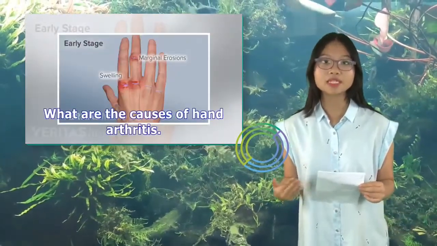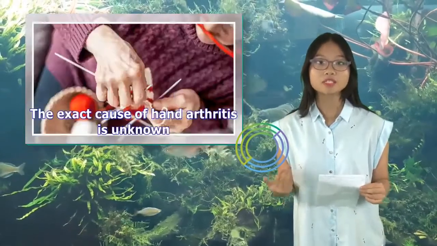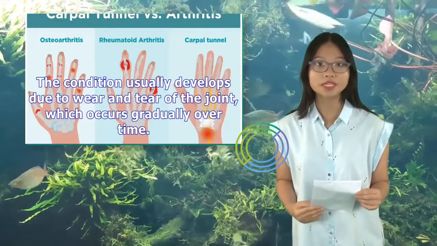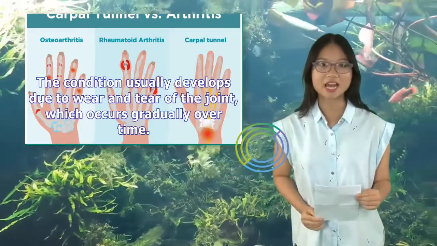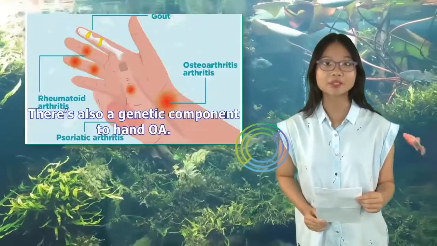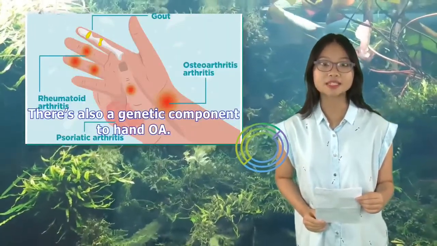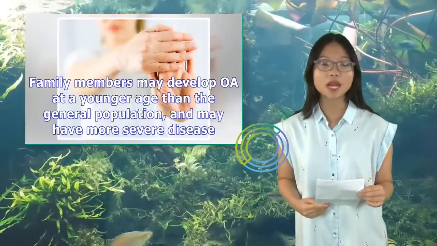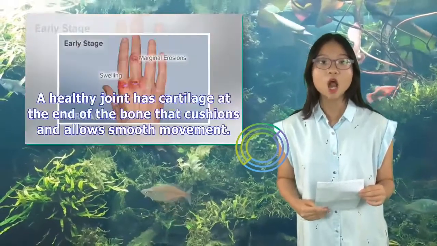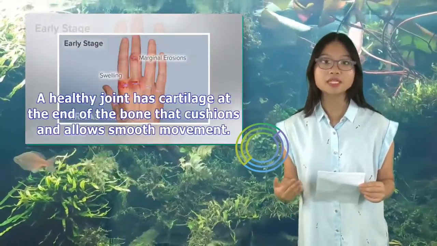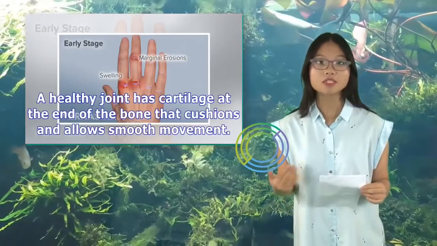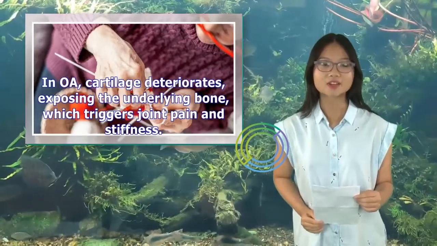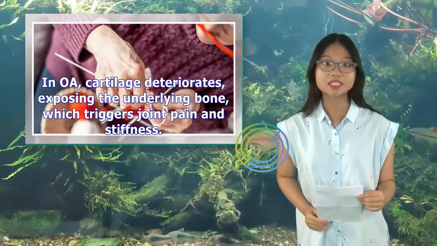What are the causes of hand arthritis? The exact cause of hand arthritis is unknown. The condition usually develops due to wear and tear of the joint, which occurs gradually over time. There's also a genetic component to hand OA. Family members may develop OA at a younger age than the general population, and may have more severe disease. A healthy joint has cartilage at the end of the bone that cushions and allows smooth movement. In OA, cartilage deteriorates, exposing the underlying bone, which triggers joint pain and stiffness.